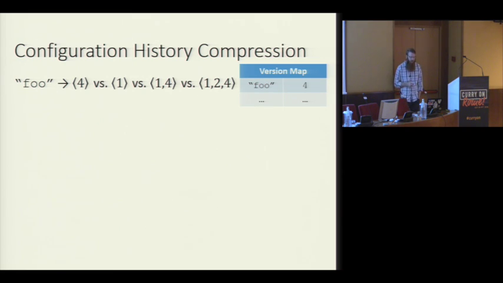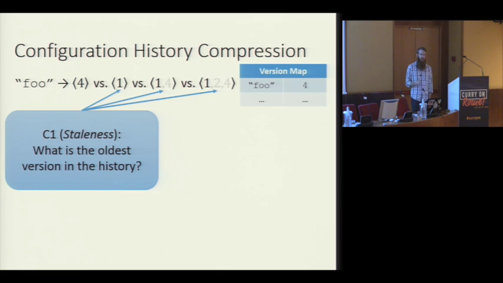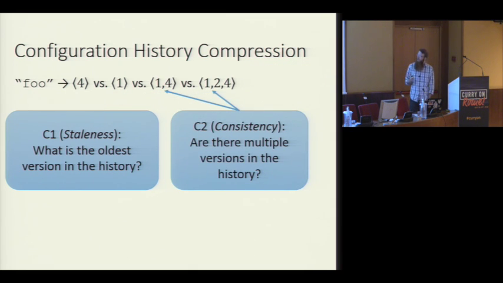And to see why we can do this, let's look again at our correctness conditions. So the first condition, staleness, asks whether there are any old versions in the history. But we can actually ask an equivalent question, which is what is the oldest version in the history? And we can do this because it doesn't actually matter whether or not there is a more up-to-date version, only that the history contains some older version. Similarly, for the consistency condition, it doesn't actually matter what precise versions are stored in the history, only that the size of these sets here is greater than 1. So for neither of these correctness conditions do we need this full set of values here.